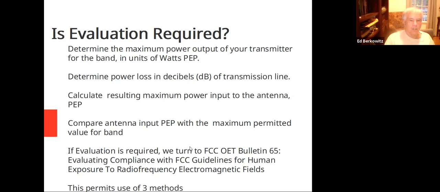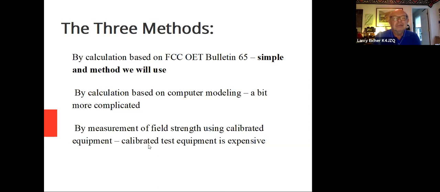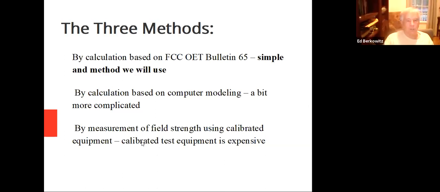If you do exceed it, we have to turn to the FCC Office of Engineering Technical Bulletin 65, which has a boring title, Evaluating Compliance with FCC Guidelines for Human Exposure to Radio Frequency Electromagnetic Fields. And the FCC bulletin has three methods, which I'm going to show you now. The first method is very simple. It's just calculation. We'll use a spreadsheet. The second is by calculation based on computer modeling. It's a bit more complicated. The third method is measurements of field strength using calibrated equipment. This is very expensive. And even in my career, working for several wealthy government agencies, we could not afford to have our test equipment calibrated all the time.